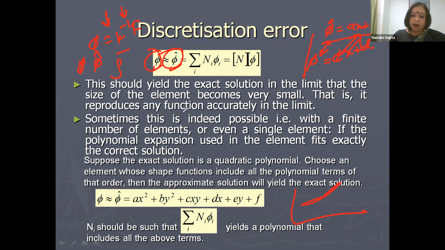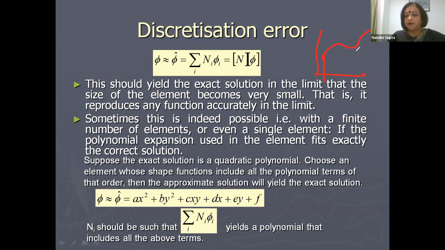So sometimes it is indeed possible with a finite number of elements, or even a single element, if the polynomial expansion used in the element fits exactly the correct solution. So what I mean is, this is the spline that we were trying to fit, if you remember, and we were breaking this up into small elements, and we were getting errors. Now we say that if we increase the number of elements to an infinite number, we will be able to get the exact solution. But that is not possible.